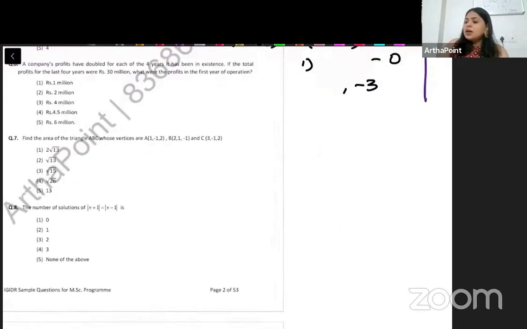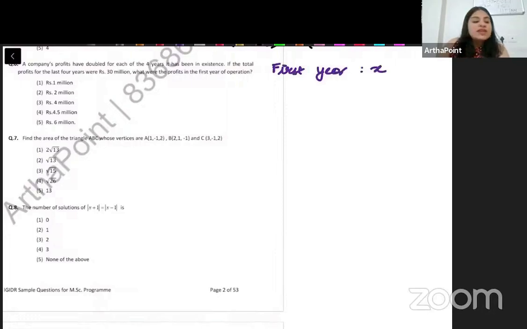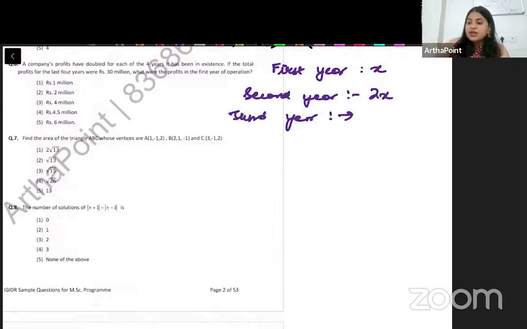It says a company's profits have doubled for each of the 4 years. So let's say, beta, the profit in the first year was x. Now it says it has doubled in each of the 4 years. So what would be the profit in the second year, beta? It would be 2x. It has doubled, right? What would be the profit in the third year? Again, it has doubled as compared to the second year. It keeps doubling each year. So in the third year, it is going to be 2 times 2x. So it will be 4x, beta.